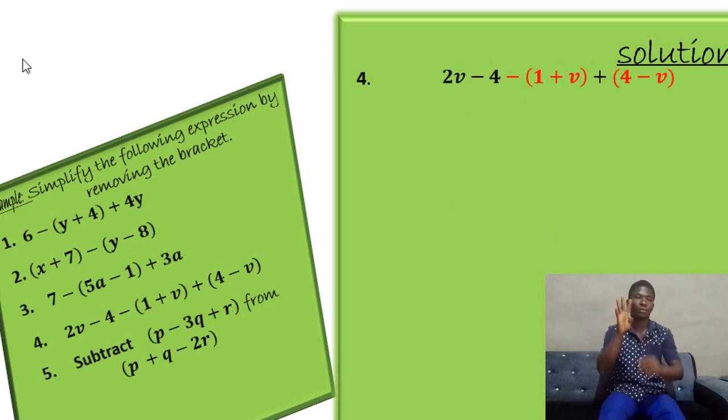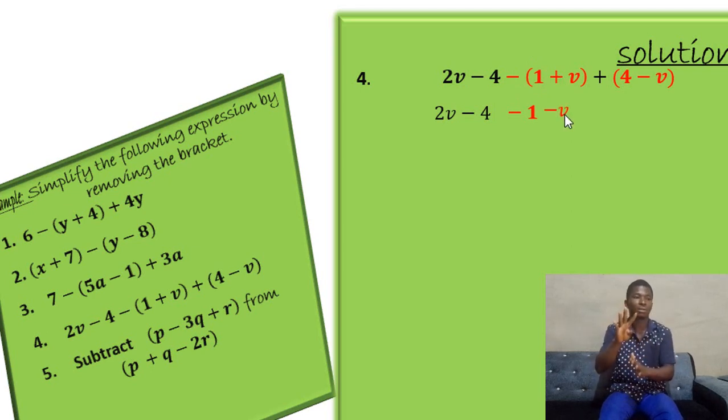We can see 2 brackets, so I just want us to pay attention first to those 2 brackets. Let's simplify them before we do any other thing. So we're having 2v minus 4. Then let's simplify this red bracket. Simplifying it, we're going to have a negative 1, and a negative multiplying a positive will give a negative v here.